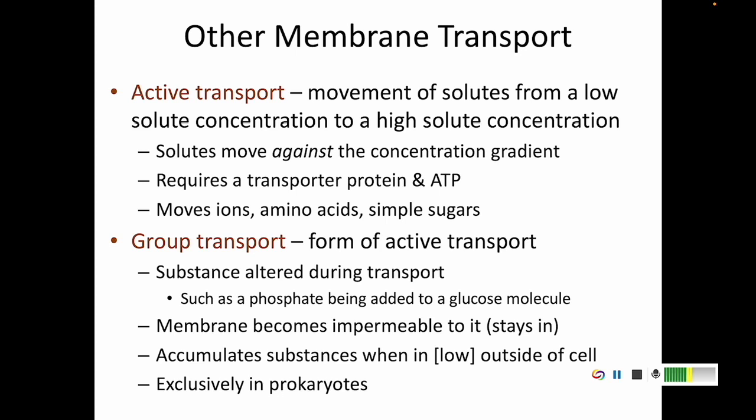And then group transport is a special form of transport that only prokaryotes do. So during group transport, they bring something in and then they stick a tag on it. And that tag says it is trapped in the cell. It cannot go out. And this allows your cell to accumulate a nutrient, like glucose or something, inside of the cell, even when there's not a lot outside of it. It's not going to flow back outside of the cell because it's now been tagged and is trapped.